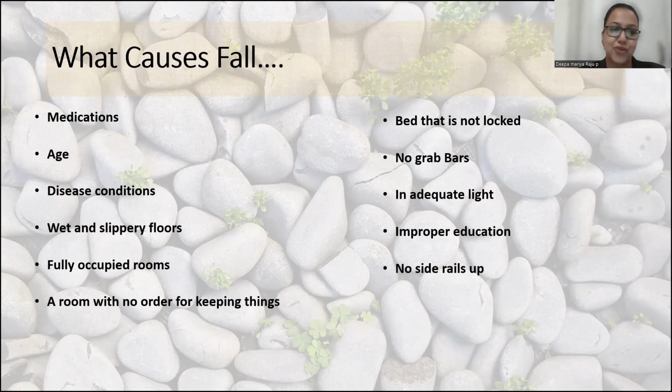Then wet and slippery floors. Whenever we see a wet or slippery floor, immediately we need to try to dry it and keep it properly. Otherwise, the patient or anybody can slip and have a fall.